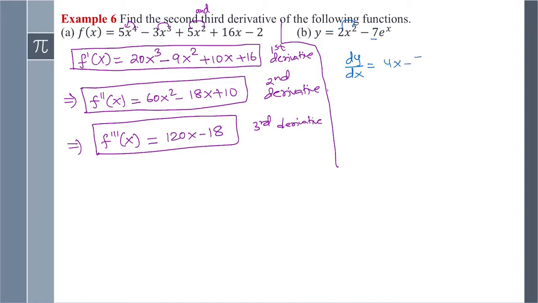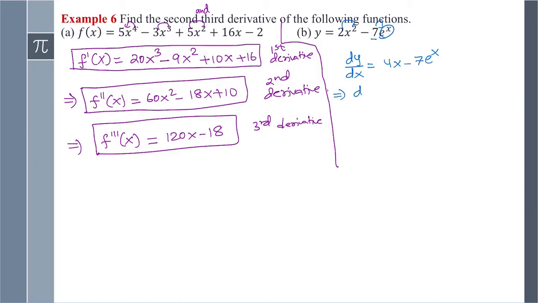e to the x, so 7, the constant, times the derivative of e to the x, which is just e to the x. Remember, when a constant comes with the function, it is just a constant multiple. We keep the constant as it is. But if the constant is by itself, then the derivative is 0. So this is the first derivative.